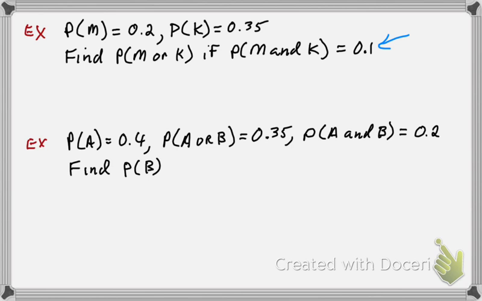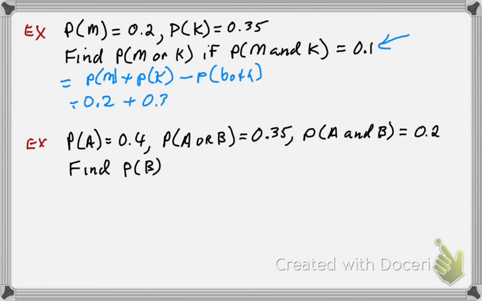So, how do I find this? This equals the probability of M plus the probability of K minus the probability of both. M and K's, in other words. So, I'm getting, what, 0.2? 0.35 minus 0.1 equals 0.45.